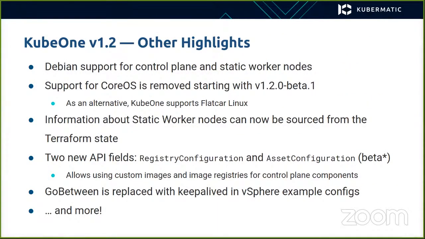And some other highlights for the end of this update is that we now have Debian support for control plane and static worker nodes. Right now, machine controller doesn't support it, but we are planning on extending it at some point later. In the meanwhile, for worker nodes, you can use the static worker nodes feature.